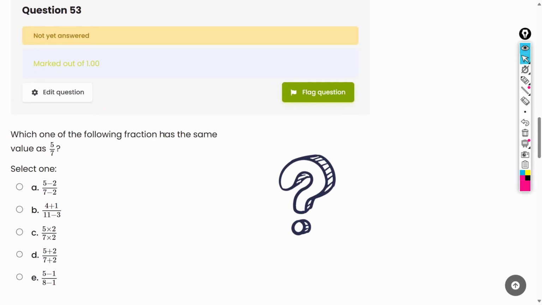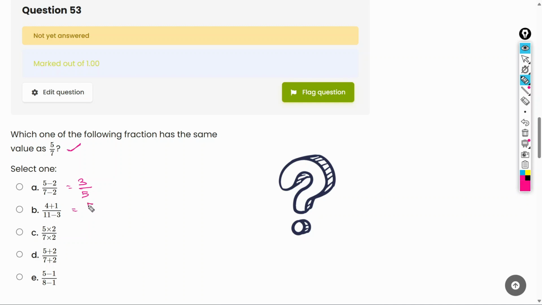Which one of the following fractions has the same value as 5 over 7? 5 over 7 is obviously in its simplest form. So what we should do is to make all of this to be in their simplest form, and then we can see which one simplifies to 5 out of 7. So for this, we simplify the numerator and we simplify the denominator. 5 minus 2 is 3. 7 minus 2 is 5. That's 3 out of 5. That's not 5 out of 7.